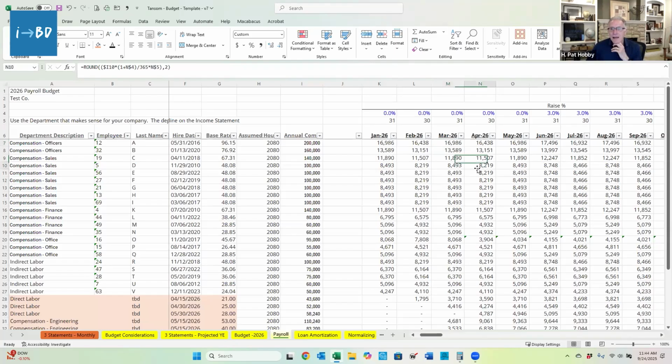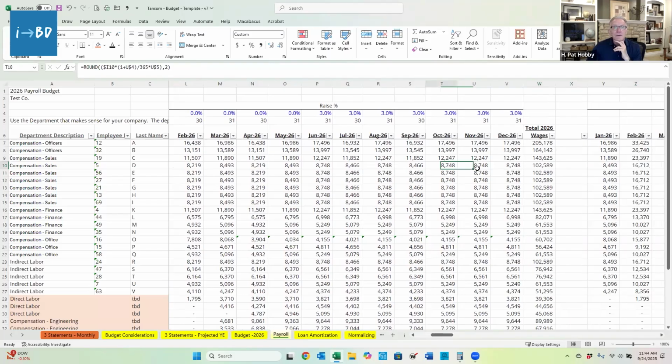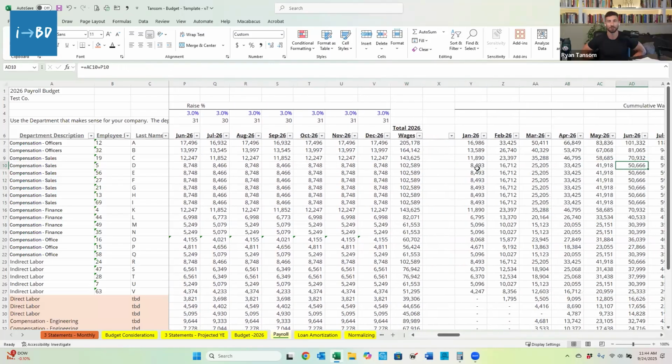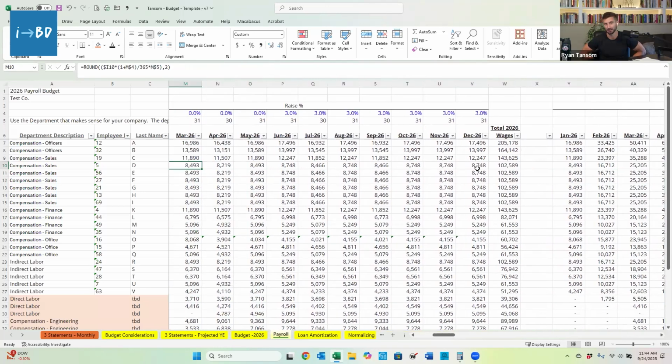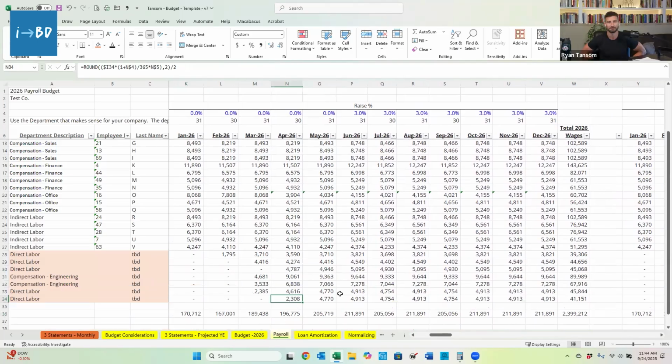But the way this is set up, you have your monthly compensation here. It's per column, so we have 12 columns for the 12 months. You've got January, when is that monthly payroll going to hit? And you'll see this one starts in March and this one starts in April. I made these up, obviously. You just pick when they start.